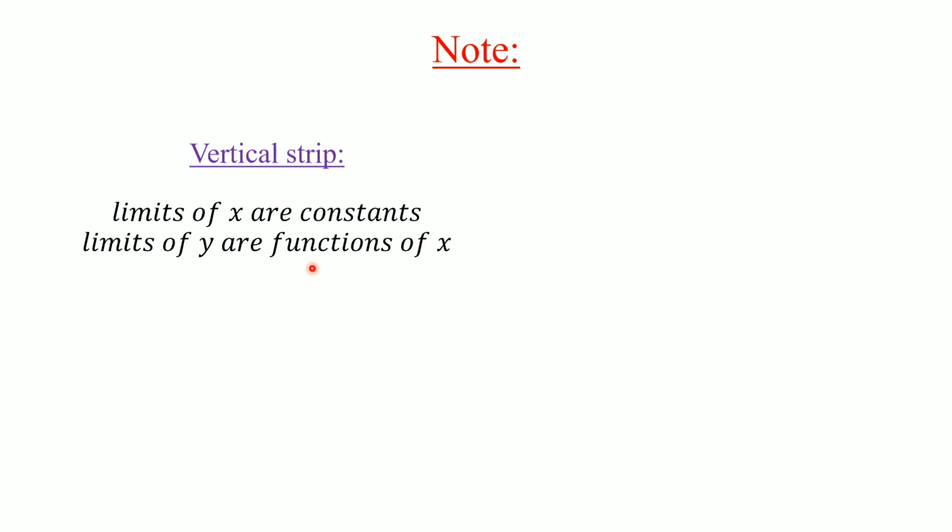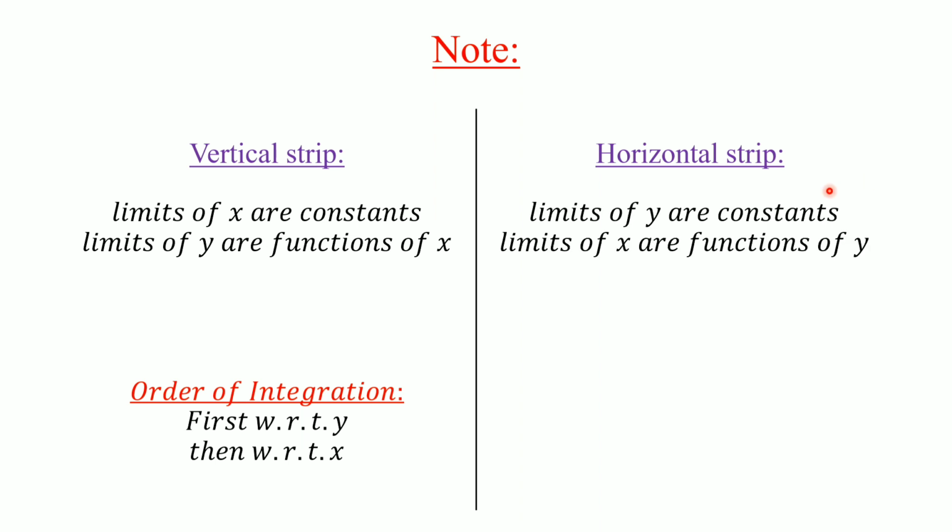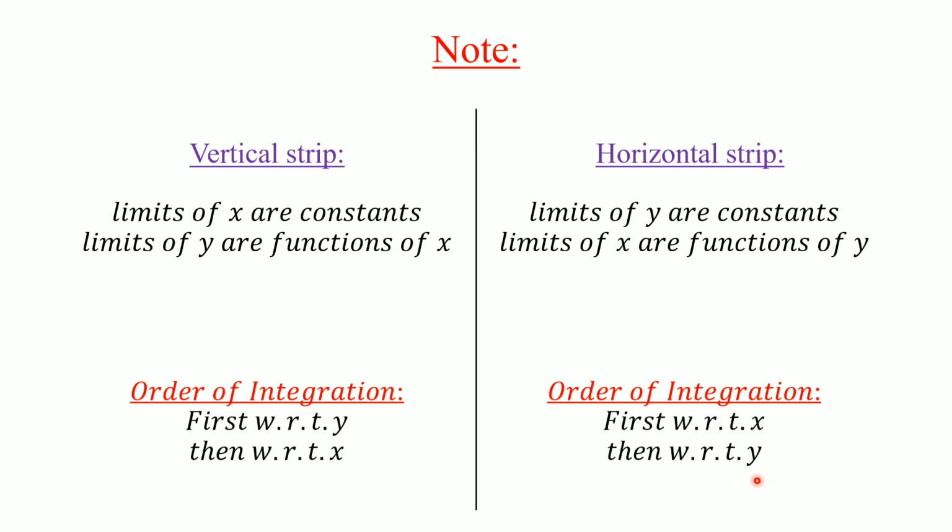So for a vertical strip, the limits of x are constants, the limits of y are functions of x, and therefore the order of integration is first with respect to y and then with respect to x. For a horizontal strip, the limits of y are constants, the limits of x are functions of y, and therefore the order of integration is first with respect to x and then with respect to y. Thank you.